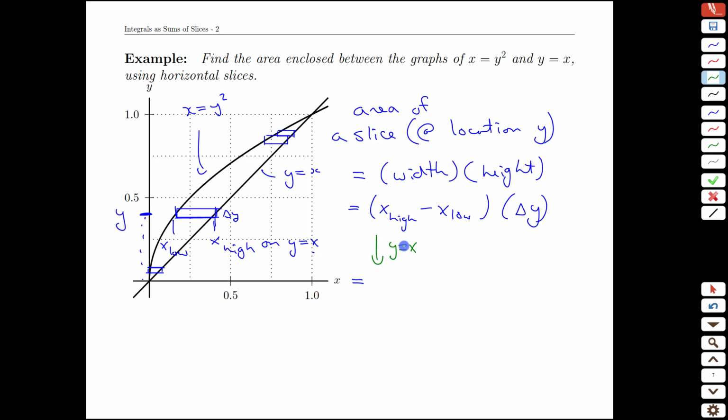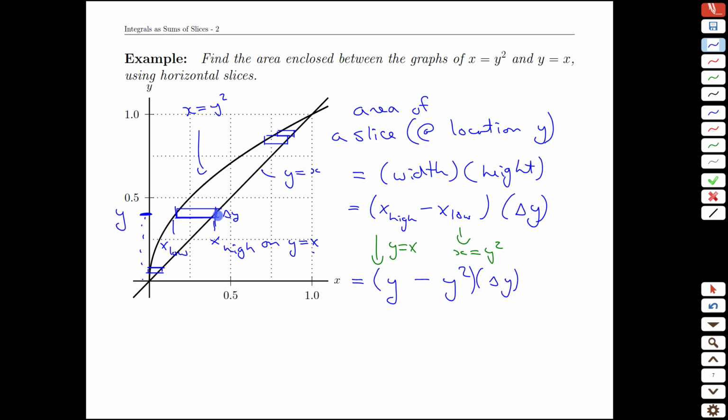On the graph y equals x, the x high can be translated into just y. On the x low graph, that's the graph defined by x equals y squared, so I can take that x value and replace it with y squared. And we keep the delta y.